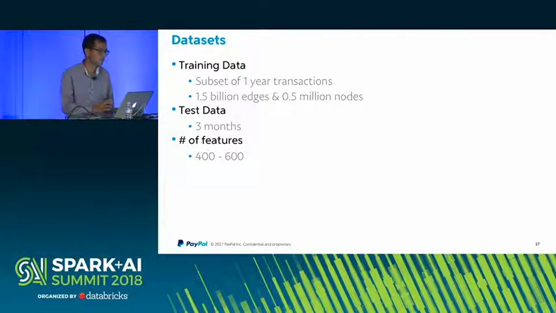For these set of experiments, we used a subset of 1 year of transactions, though we have seen we could accommodate 3 years' worth of transaction data. So these results are for 1 year's worth of data with 1.5 layers. This is the size of the graph data itself, and the total feature space is around 400 to 600, of which about 128 are from Node2Vec representation learning.